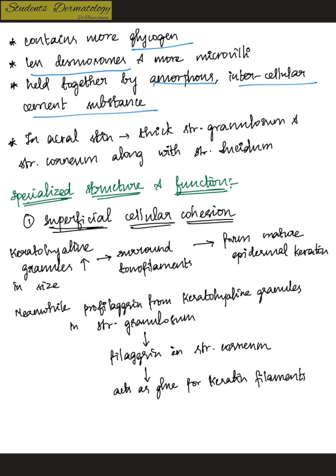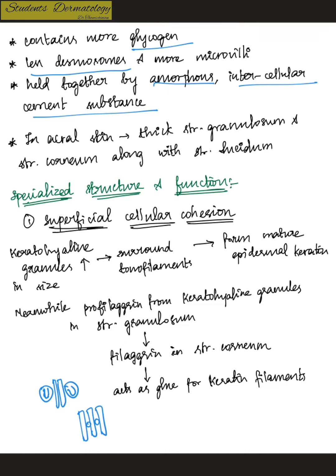So, for specialized structure and function, you have four main functions. First one is cellular cohesion. In the keratohyalin granules, you have profilagrin. The keratohyalin granules increase in size and surround the tonofilaments. A group of tonofilaments aggregate to form the tonofibrils, that is the mature keratin. To keep the tonofilaments together, you need filaggrin in between them, and this filaggrin comes from the profilagrin present in keratohyalin granules.